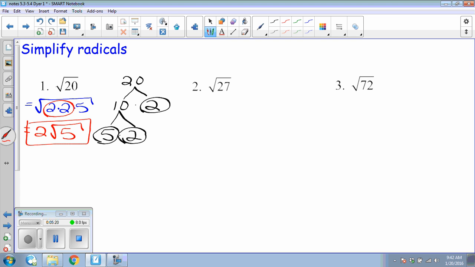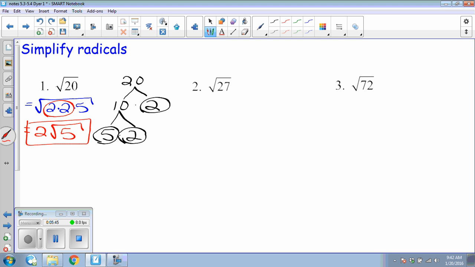Why? It's a square root, so you're looking for 2 numbers of the same. Yes, because 2 times 2 is what? 4. What's the square root of 4? 2. Okay? So anytime you have the square root of something squared, it's just itself. So this is the square root of 2 squared, which is just 2.